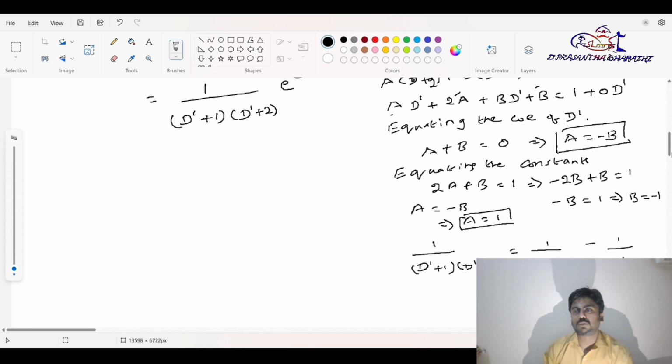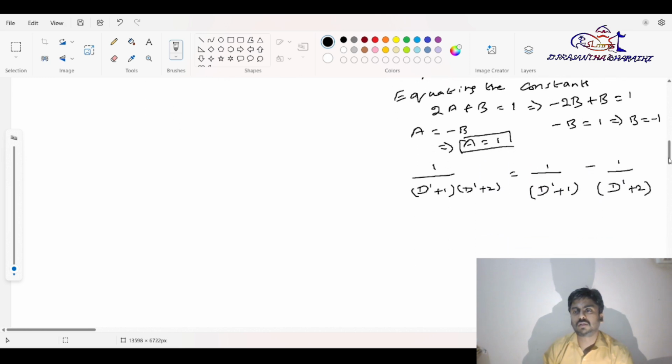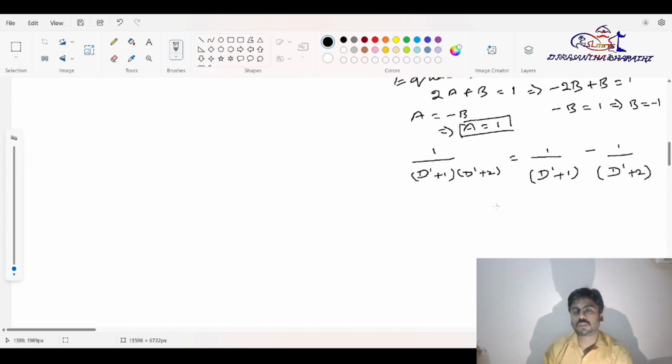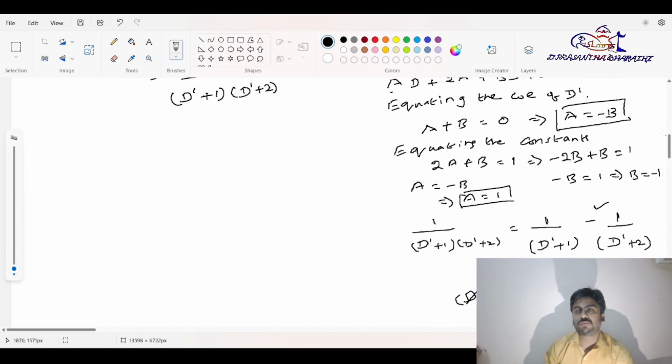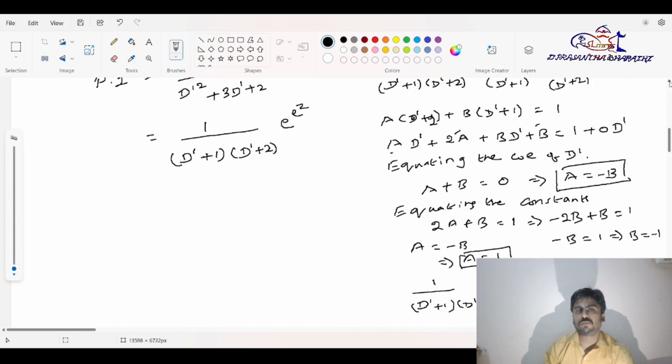You can also verify whether it is right or wrong. How to verify? Just cross multiply these two things. D dash plus 2 minus D dash plus 1 equal to, see, D dash minus D dash becomes 0. 2 minus 1 equal to 1. So this is correct. 1 divided by D dash plus 1 minus 1 divided by D dash plus 2. So by partial fraction, we are finding the values of A and B.